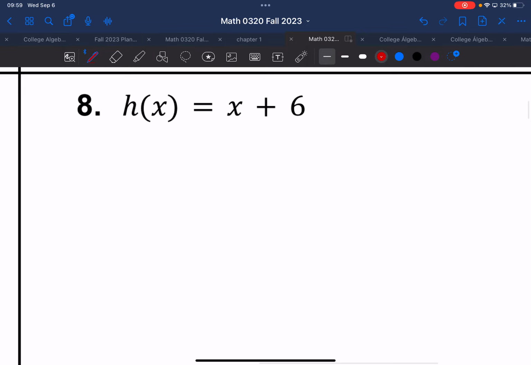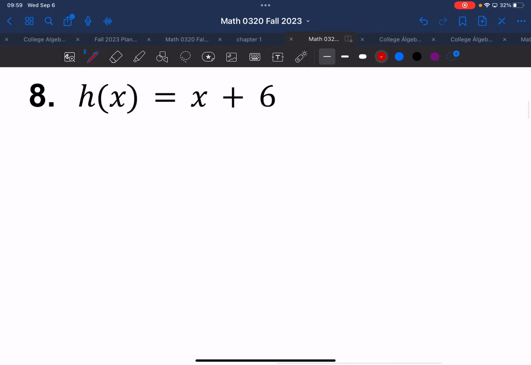And then lastly, number 8. Number 8, we have a function h of x is equal to x plus 6. Any ideas how we would approach this problem to find the domain? So we wouldn't set it equal to 0 because it's not a fraction. It's not on the denominator. Can anyone tell me what type of function this is? Linear. It's a linear function.